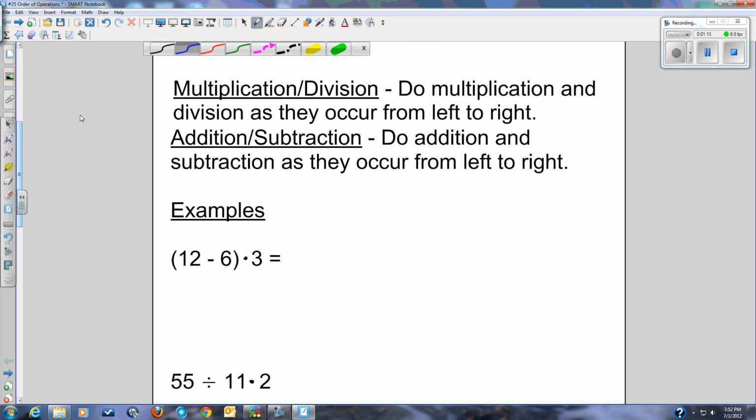Now let's look at some examples here. I'm going to write PEMDAS, and I'm going to actually put a line under the M and the D and the A and the S so you remember that they go together. So let's start with this problem.